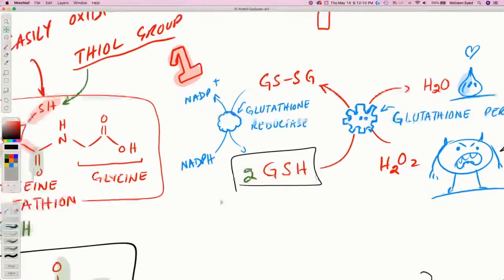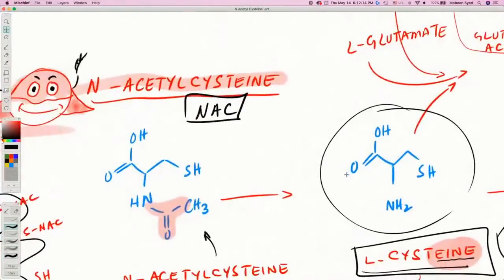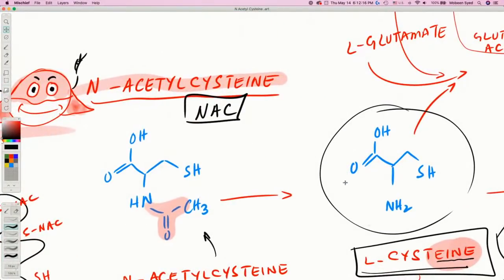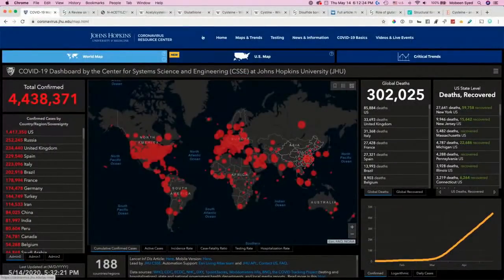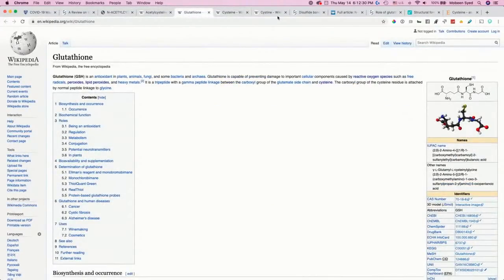And for this glutathione to be present in the right amounts, we need NAC. So NAC would help replenish glutathione. This is a very, very important thing. And I would just very quickly show you a study. So this is what is N-acetylcysteine, glutathione.